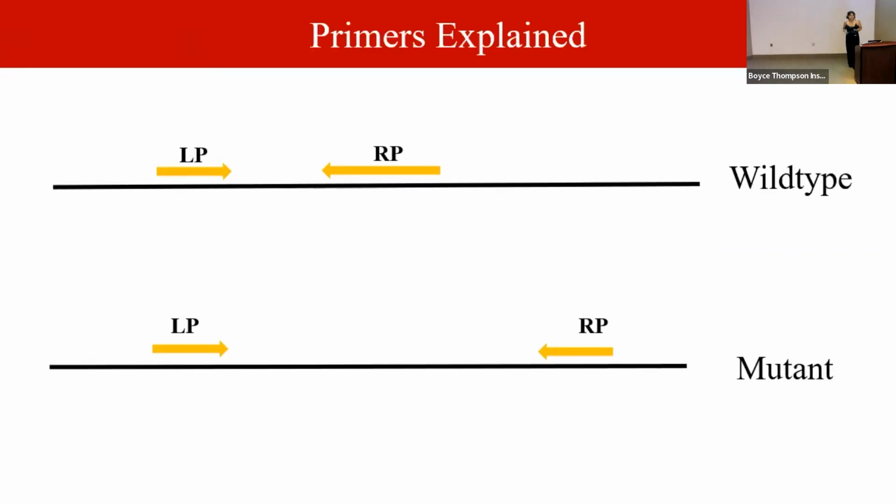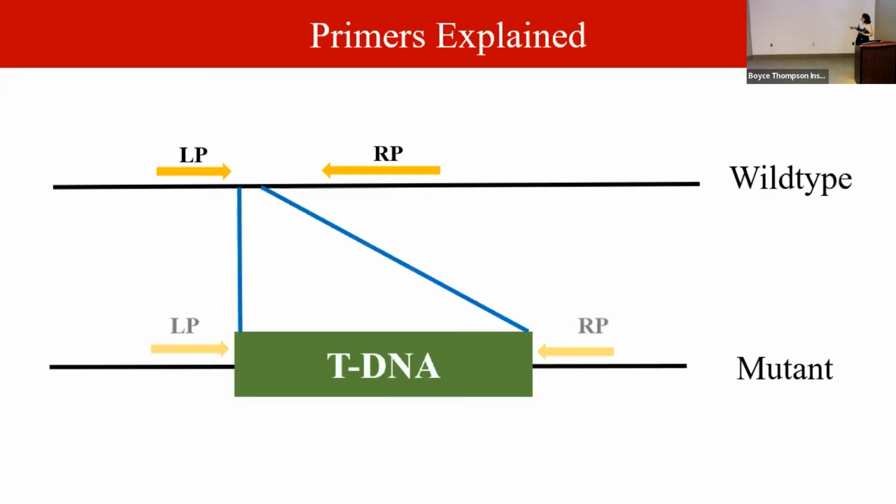To further explain, the left and right primer in the wild type mixture are an appropriate distance apart to still make it possible for the PCR to amplify this gene. However, when the mutants have this tDNA insertion, now the left and right primers are too far apart. And that's why the mutant solutions, instead of having the left primer, had the tDNA primer.